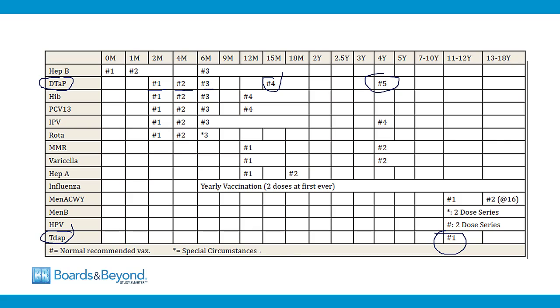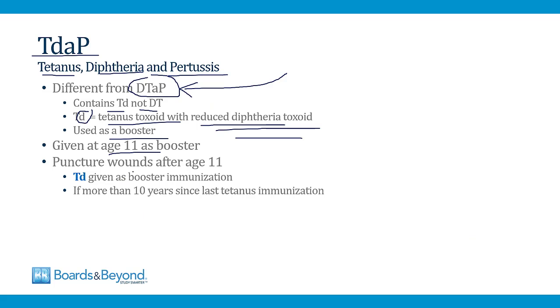You should also be aware that children and even adults who have puncture wounds after age 11 are given the Td vaccine. It doesn't have the pertussis component, it's just the tetanus and the diphtheria component. And this is given as a booster immunization to protect against tetanus. That's because puncture wounds can potentially lead to a tetanus infection. So if someone has a puncture wound after age 11 and it's been more than 10 years since their last tetanus immunization, then they are given the Td vaccine.